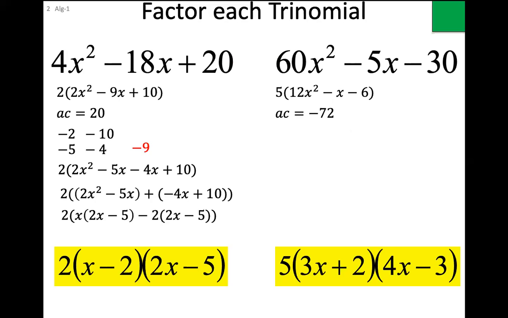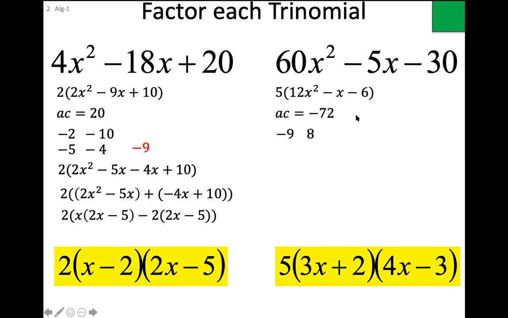AC is 12 times -6, which is -72. I'm now thinking of factor pairs of -72. That is a big number, but we can do this. So what will we be considering? 1 times 72, 2 times 36. Let's see, 3 would go into 72 24 times. We're going to go through every single possibility until we get to a -1. We're trying to get to -1.